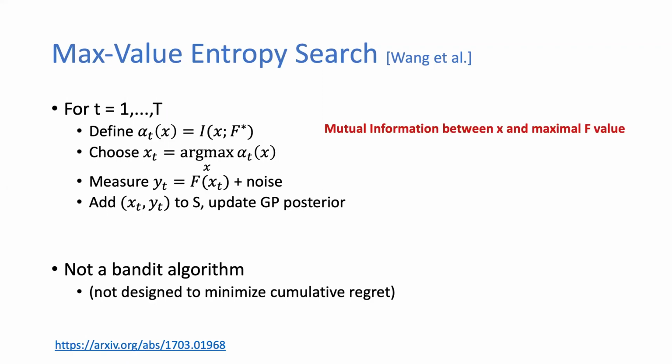We're going to define a criterion called alpha. Alpha of x is defined as the mutual information between x and the maximum value of f, given the observations that we've had so far. So given the data we've collected so far, how much more information does taking a measurement at any new x provide about what f star is? The definition of mutual information is the standard information theoretic one, so if you're interested in those details, you can look at the paper linked below. But given this definition, we simply choose the x that has the maximum mutual information between x and the maximum value f star.